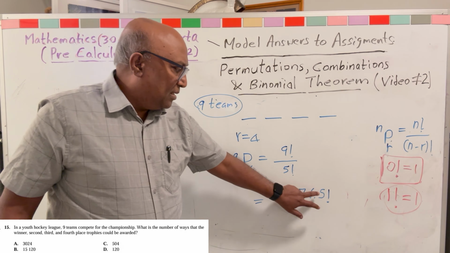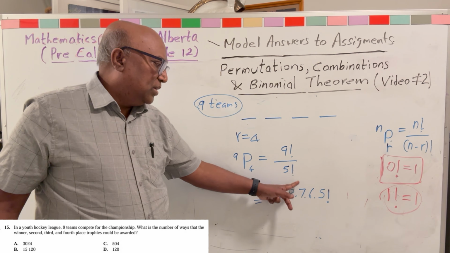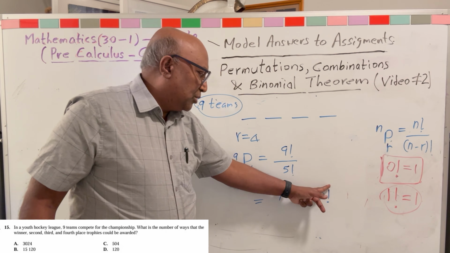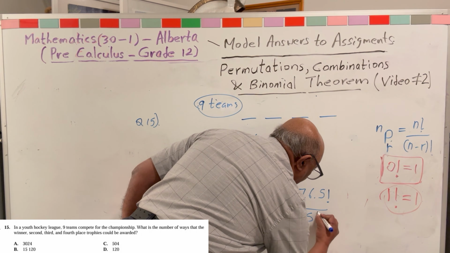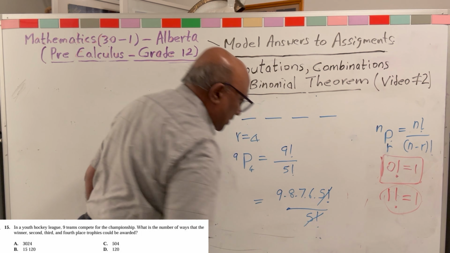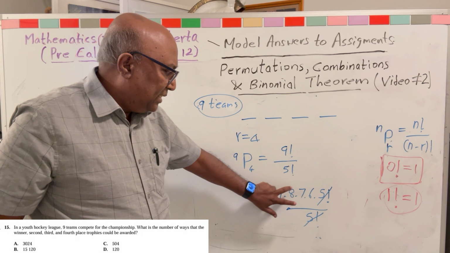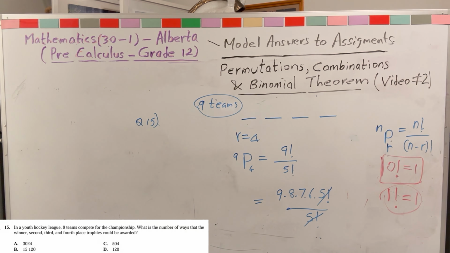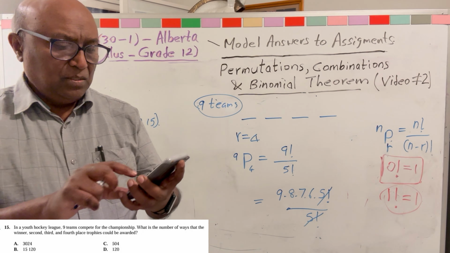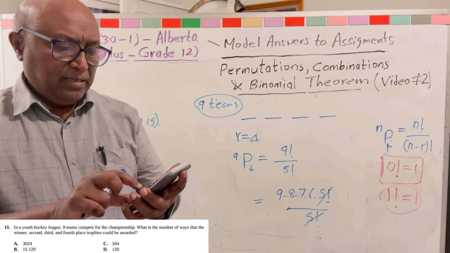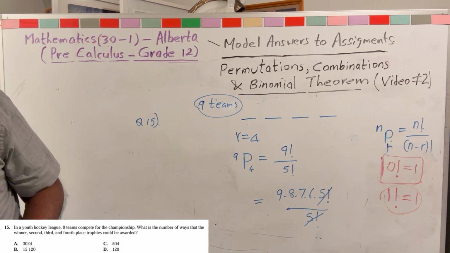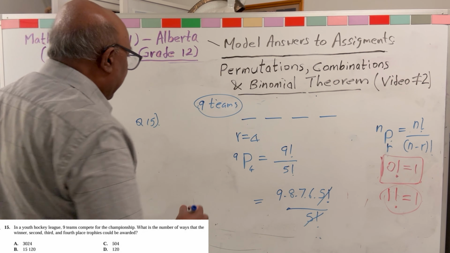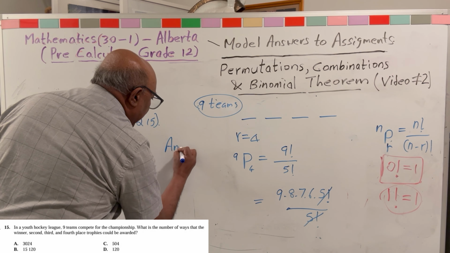Why did I stop here? Because we know that this is factorial 5. If we stop here, it is possible to cancel this with the factorial 5 in the denominator. Now you can cross these two values. The numbers left are 9 times 8 times 7 times 6. Let's calculate this value. The answer is 3024. Answer number is A.